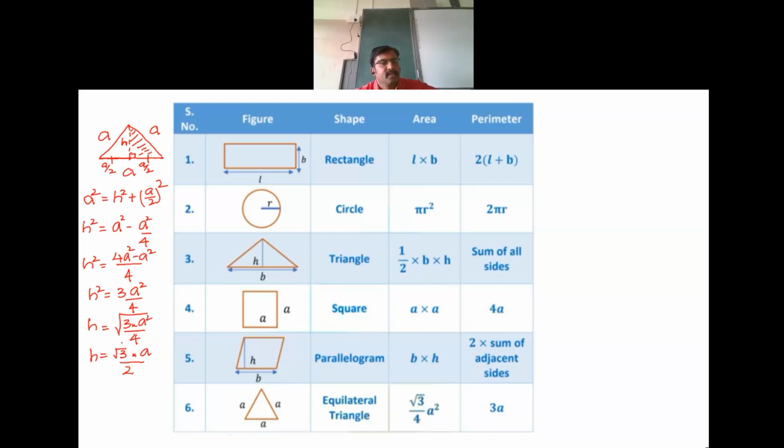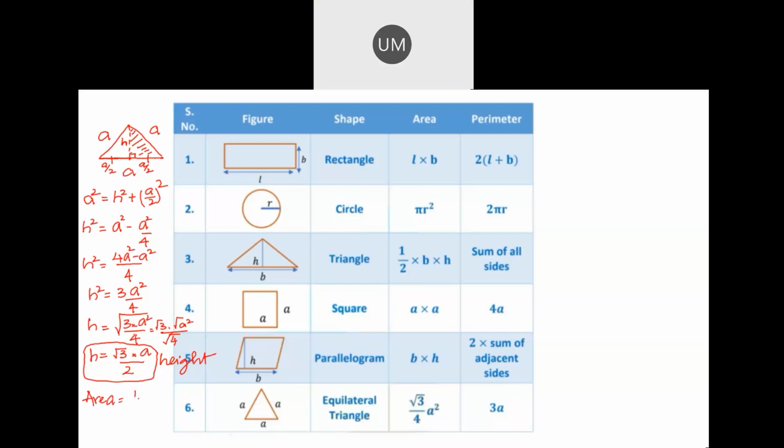Return root 3 by 4 a square here. It is written root 3 by 2 a, sir. I have taken root. This is same as root 3 into root a square divided by root 4. Correct? I'll come to that. What did I find just now? I have found the height of the triangle. I have not found the area yet. Area is half into base into height.